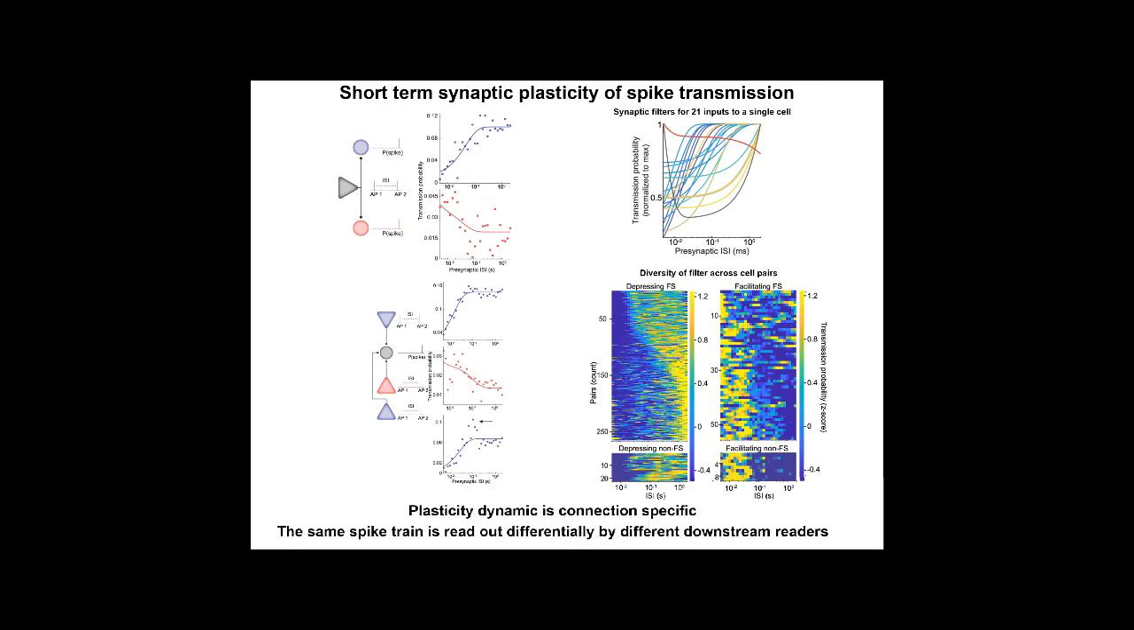So this was really interesting and something that has really stuck with me, that the plasticity is specific to the connection, meaning that if you're a pyramidal cell, your spike train is going to be read out differently by different downstream readers, depending on the dynamics of the synapse and the statistics of your spike train.